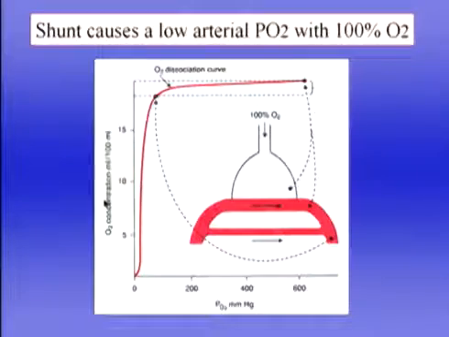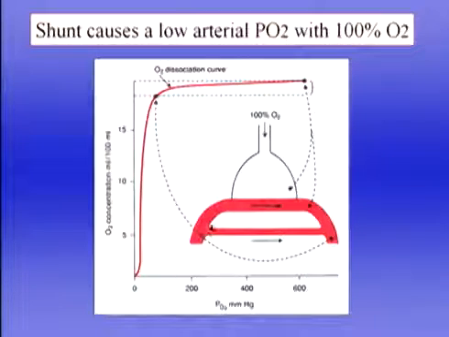Now there's a very useful test for a shunt, and I want to mention that briefly, and that is to give the patient 100% oxygen to breathe and see if the arterial PO2 rises to the expected value. Shunt is the only mechanism of hypoxemia where, when you give the patient 100% oxygen to breathe, the PO2 does not rise to the expected value, and the reason is shown here.